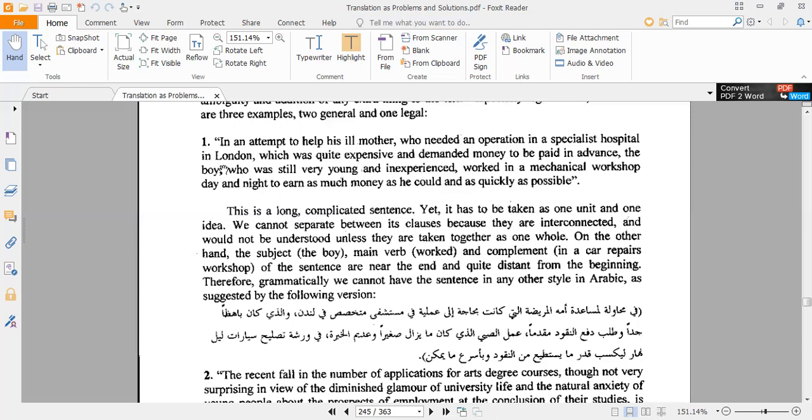Now the verb is coming. Worked in a mechanical workshop day and night to earn as much money as he could and as quickly as possible. Okay, so this is a short paragraph consisting of 4 lines and only one sentence. Okay, as you see, all of these sentences are related to each other.